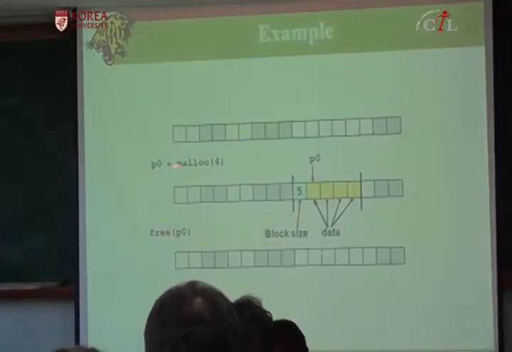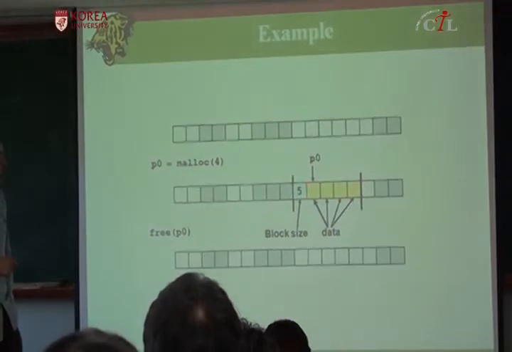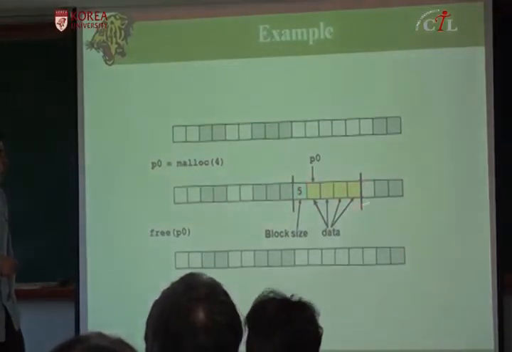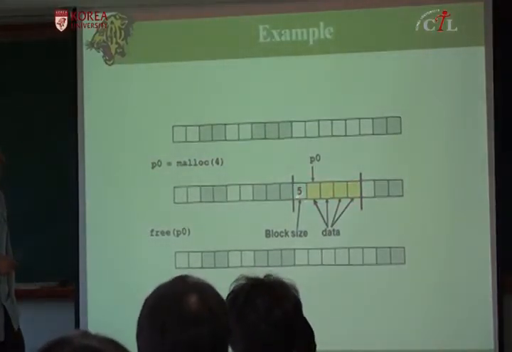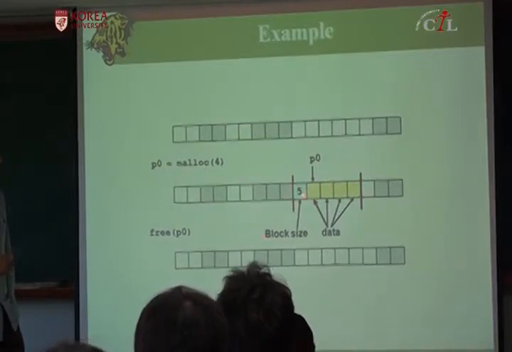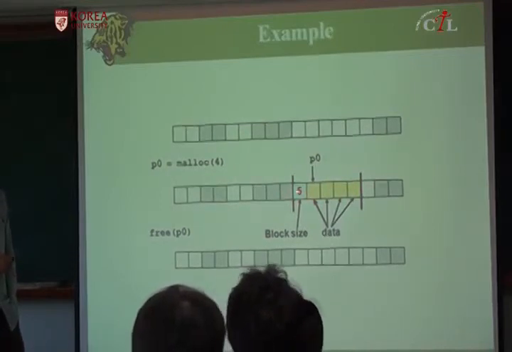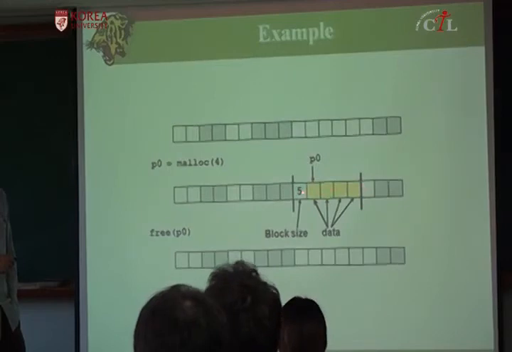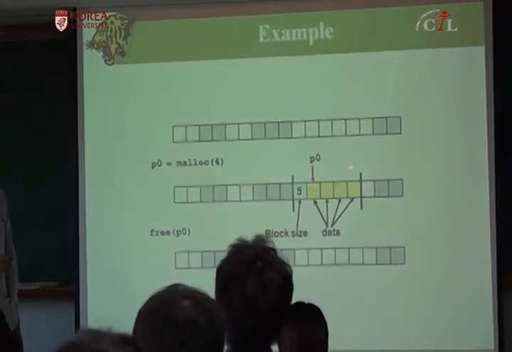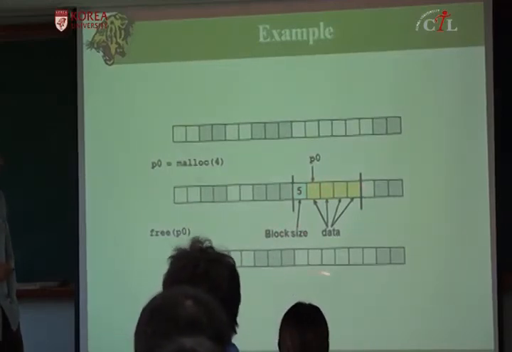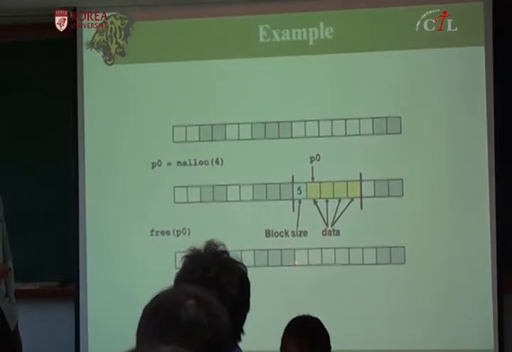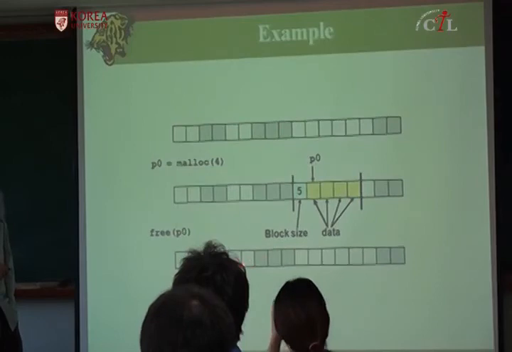So if you malloc, you allocate 4 integers maybe, and then 1 word is used for the header. It means the block size is not 4, it's 5, including the header. If you free, it becomes free. So the shaded block means it's allocated. The white block means free.